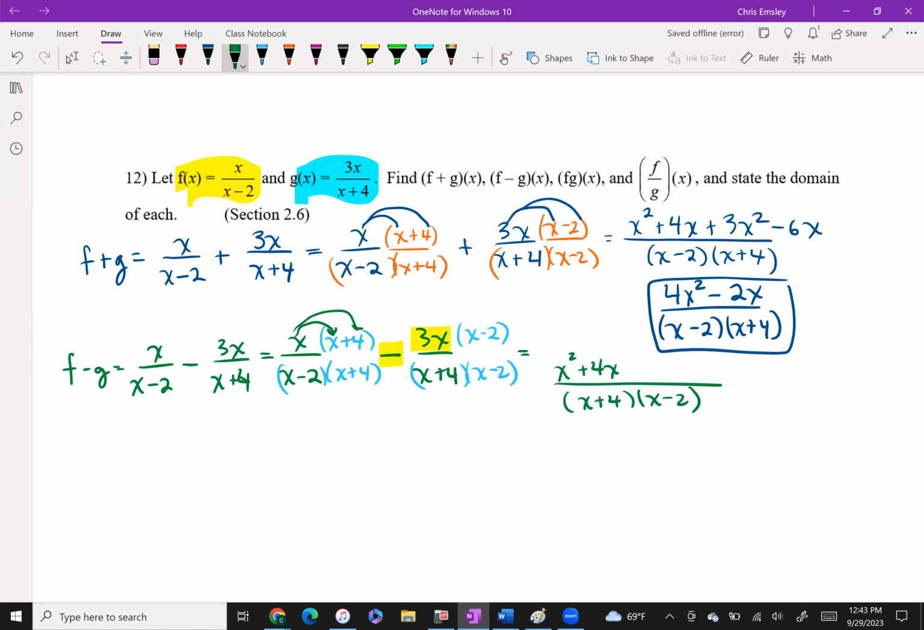So that becomes minus 3x squared. And negative 3x times negative 2x becomes plus 6x at the end. Combine your like terms. This time we get a negative 2x squared on the top and a plus 10x over that same common denominator.